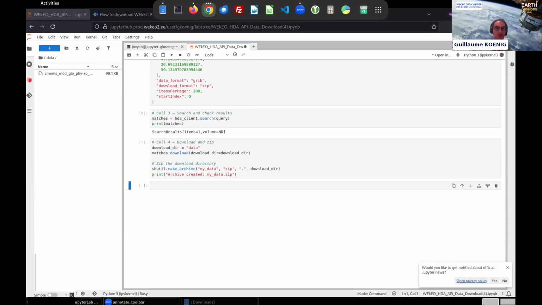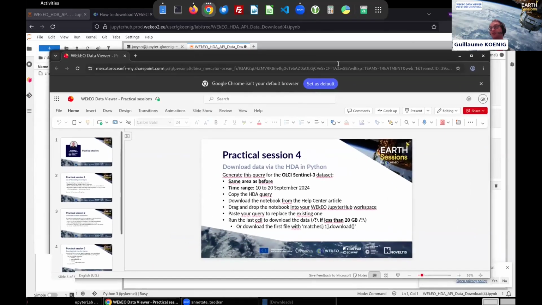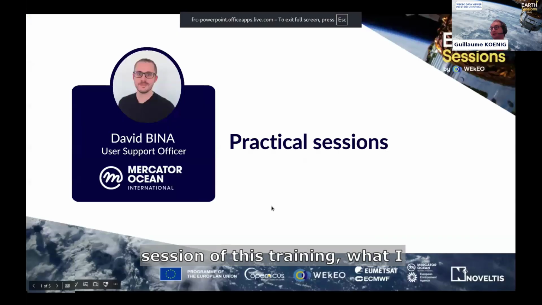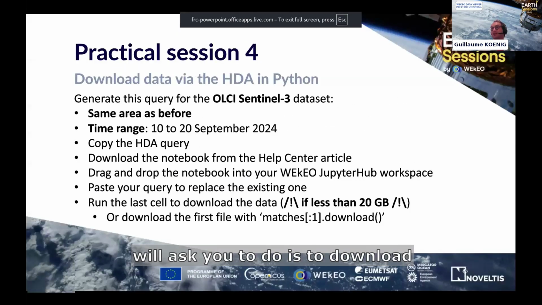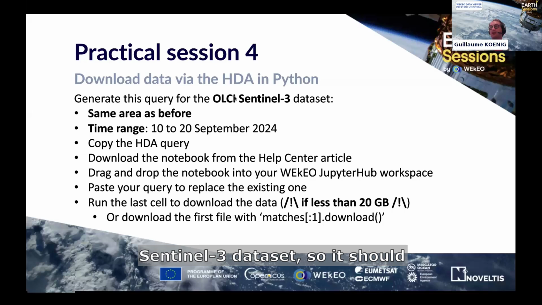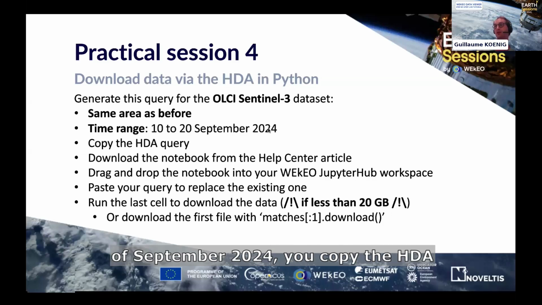So for the last practical session of this training, what I will ask you to do is to download data via the HDA in Python for the OLCI Sentinel-3 dataset. So it should be the same area as before. And by as before, we mean the Northern Austria area that you've used in the last exercise. The time range is going to be a bit different. It's going to be from the 10th to the 20th of September 2024.